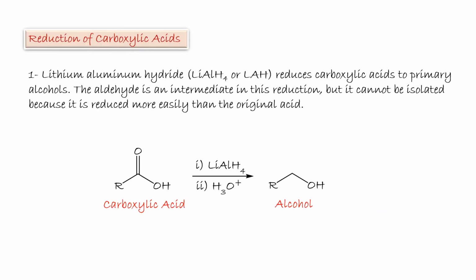Reduction of carboxylic acids. Lithium aluminum hydride reduces carboxylic acids to primary alcohols. The aldehyde is an intermediate in this reduction, but it cannot be isolated because it reduces more rapidly, more easily than the original acids. So carboxylic acid with lithium aluminum hydride, first step in ether or THF, then followed by acidification to furnish the alcohol, primary alcohol.